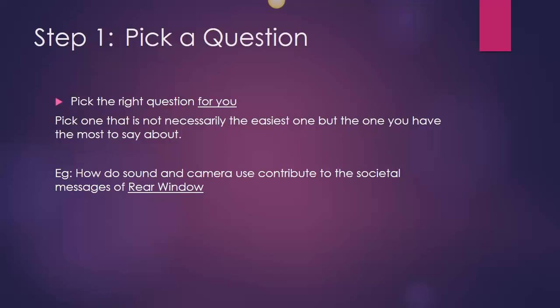The question that I'm going to look at today is the one that I think a lot of people would dodge on an essay, on a SAC, because they feel like it boxes them into a corner, and it certainly does. So the question is, how does sound and camera use contribute to the societal messages of Rear Window? Okay, now let's talk about that question particularly.